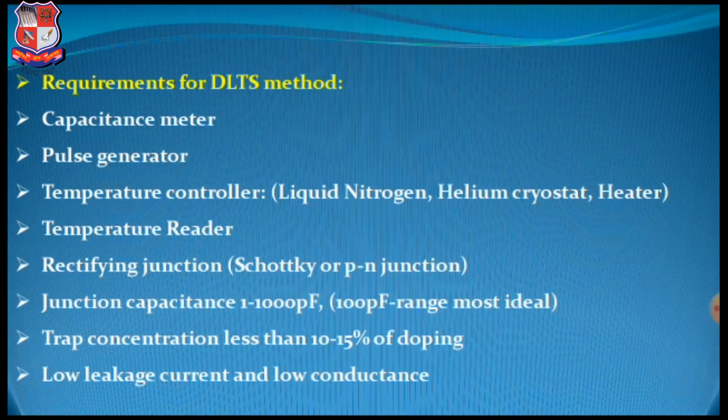Trap concentration less than 10 to 15% of the doping. So the limitation of the DLTS method, we can say, is that only if the trap concentration is less than 10 to 15% of the doping can we identify the defect inside the semiconductor. And low leakage current and low conduction by maintaining the thermal stability of the same. So this was all about the DLTS method.